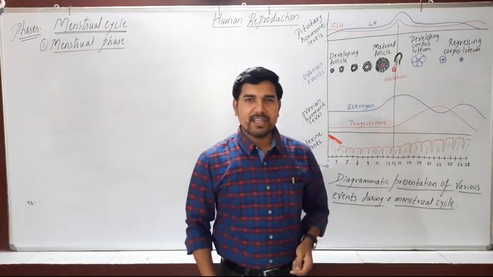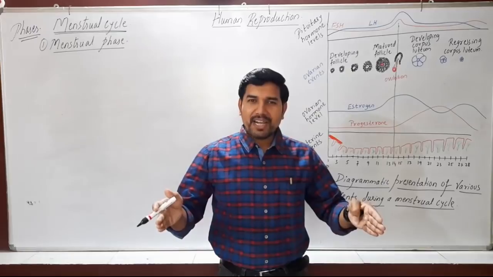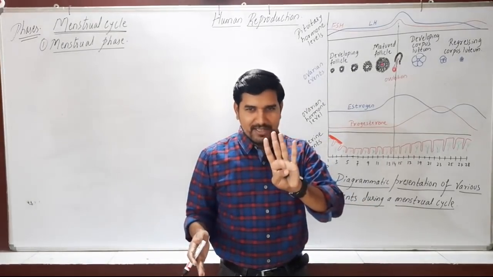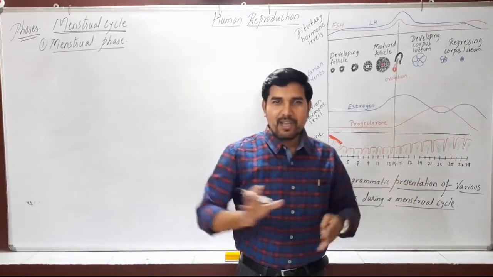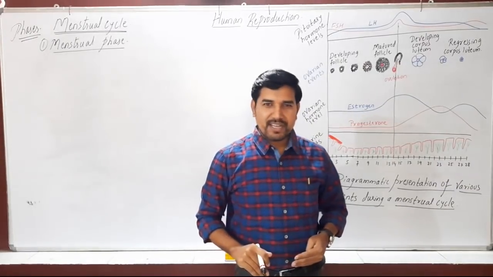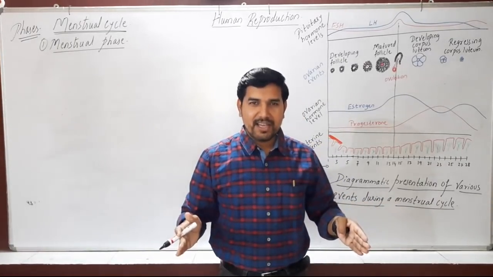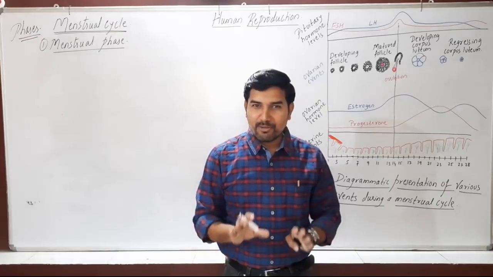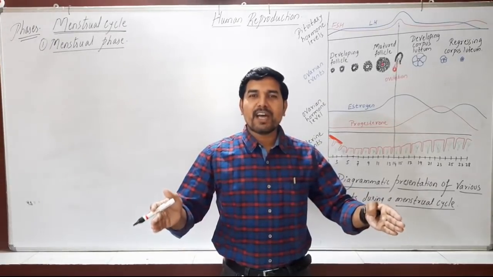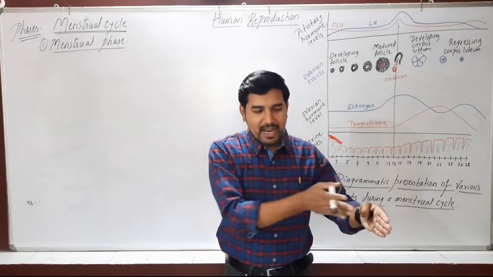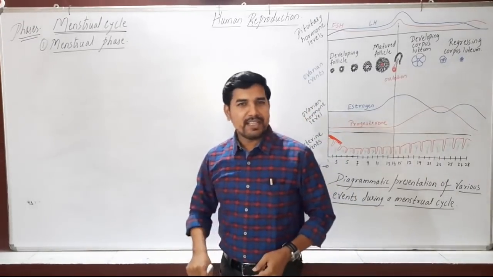Here we are considering a 28-day menstrual cycle. Out of the 28 days, we are dividing these into 4 phases, based on the number of days during the menstrual cycle. A 28-day cycle is taken to be the standard menstrual cycle in the female reproductive system, according to medical science. If the cycle occurs once in 28 days, how do we divide it into 4 phases, and what is the total number of days in each phase? We are going to study that now.